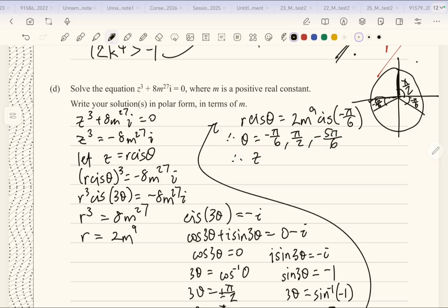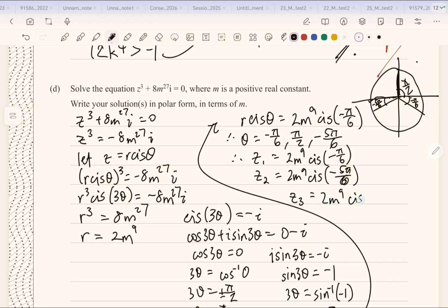Therefore, we have 3 roots by the fundamental theorem of algebra, because the highest order of z is 3. So z1, the first root, is 2 to the 9 cis negative pi on 6. z2 is 2 to the 9 cis negative 5 pi on 6. And the third root, z3, equals 2 to the 9 cis pi on 2. And therefore these are our 3 roots.